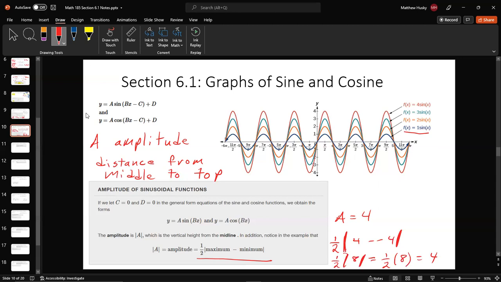a value that you multiply in the front of the function itself at the very beginning, whatever that number you're multiplying is, that's going to tell you how tall the bumps are. And it'll tell you how low the dips go. And it'll be the same amount.